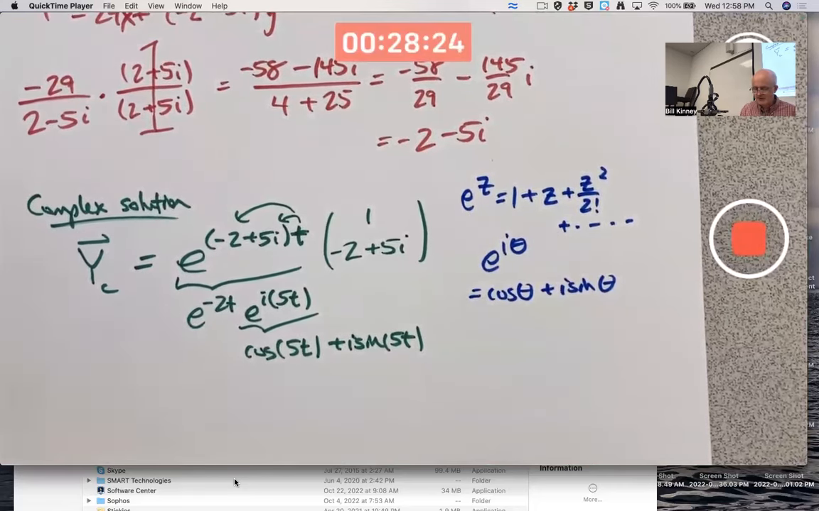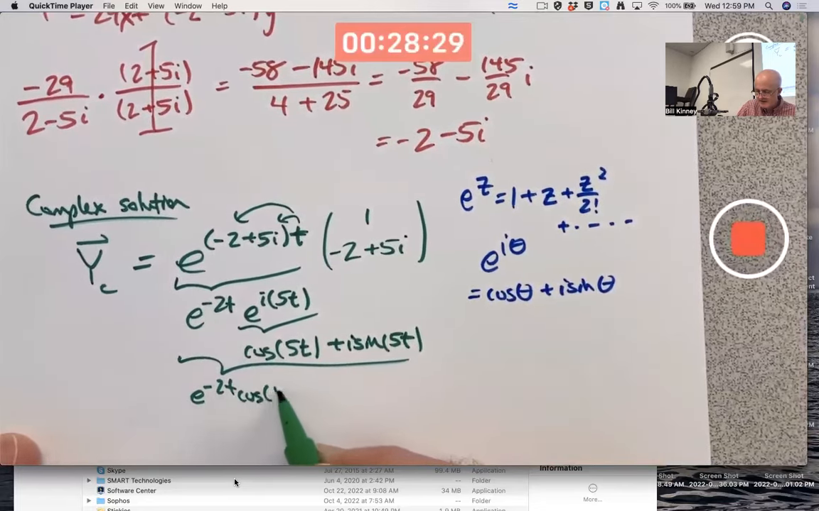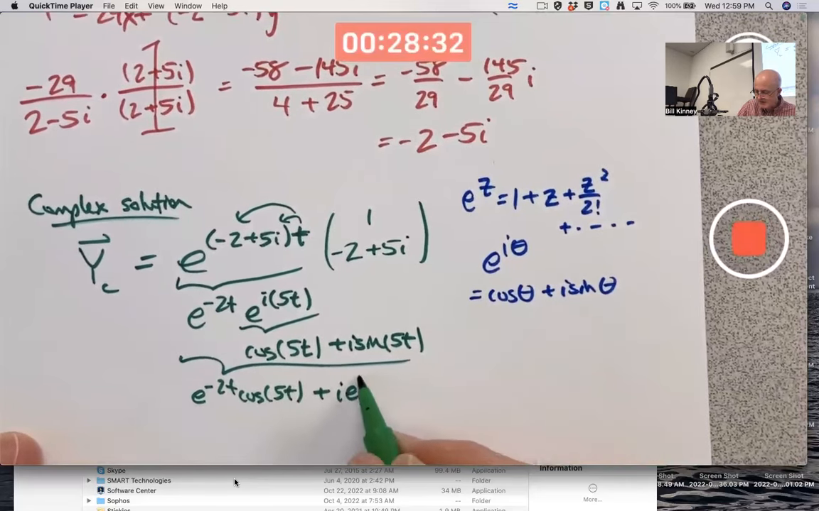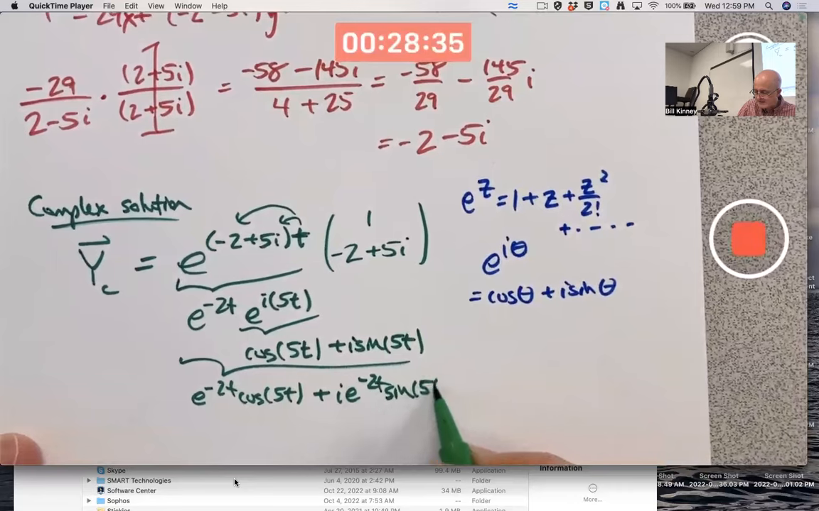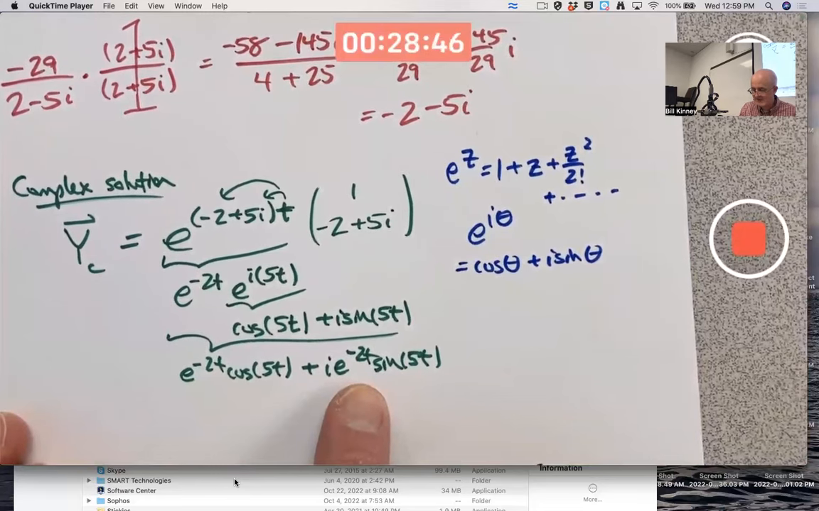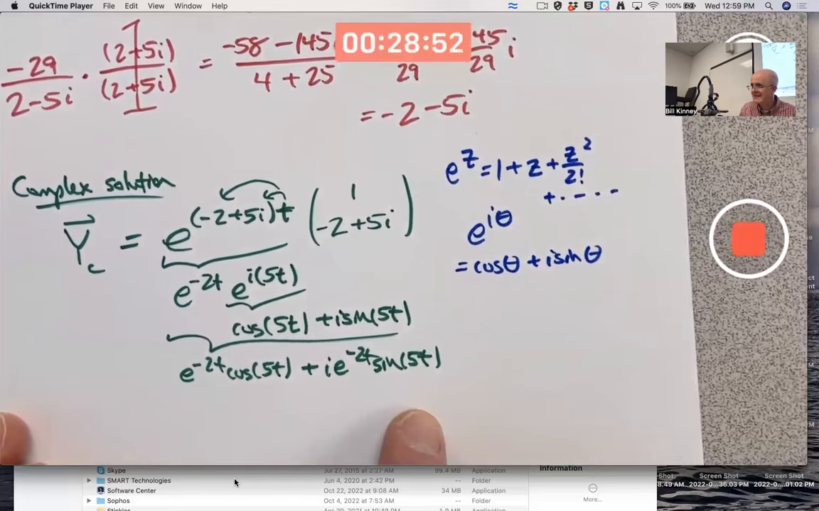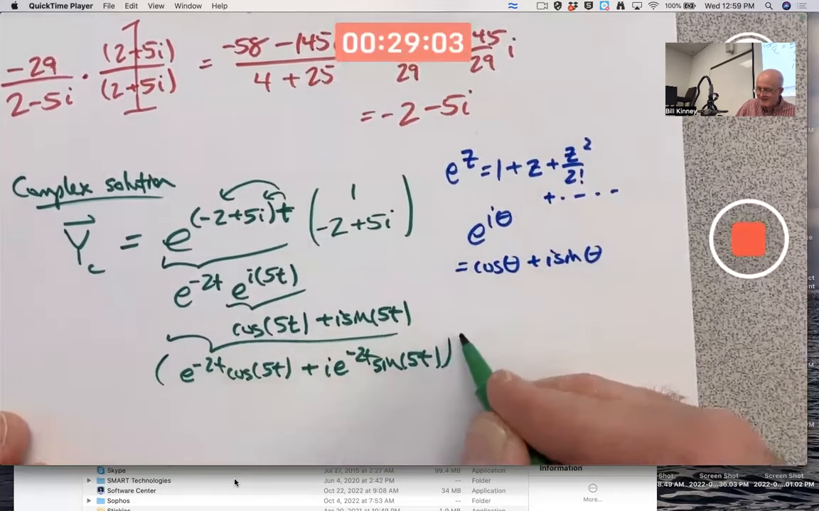We now also distribute the e to the negative 2t through here and get e to the negative 2t cos 5t plus i times e to the negative 2t times sine 5t. By the way, remember that the eigenvalue we're using is negative 2 plus 5i. Hey, the negative 2 corresponds to exponential decay, and the 5 is related to the period. It's in the arguments of the cosine and sine. That's no accident. Not done. We got to take this entire thing and multiply times that vector.